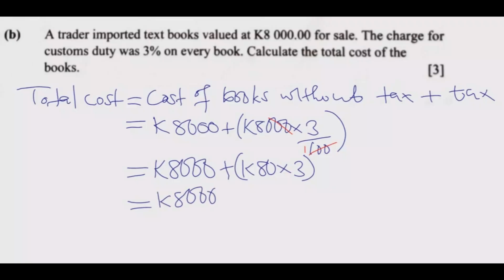Then we say is equal to 8,000. Remember, we are not done with the numbers in brackets until we exhaust everything in brackets. That's when we can touch the 8,000. So we say 8,000 plus, then 80 kwacha times 3 will give us 240 kwacha. So when you add 8,000 kwacha plus 240 kwacha it will give us 8,240 kwacha. And that is the total cost of the books, including VAT. That is 8,240 kwacha.